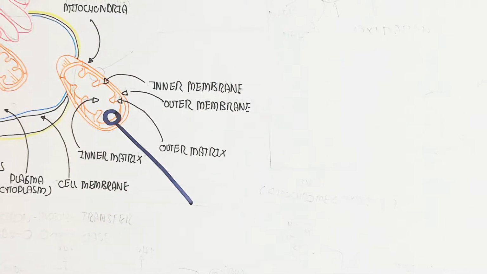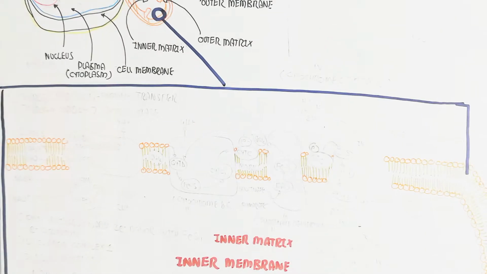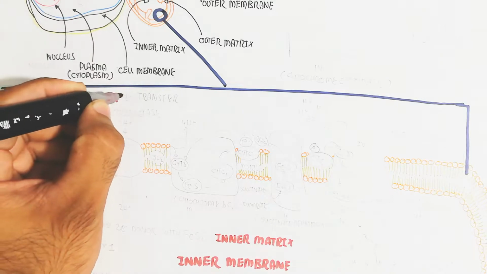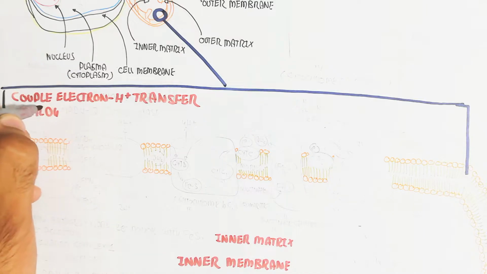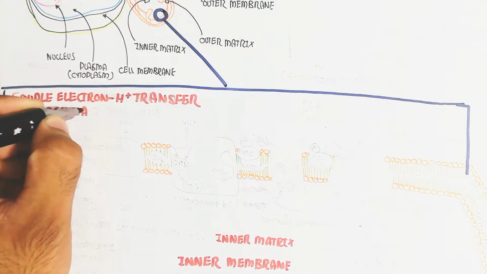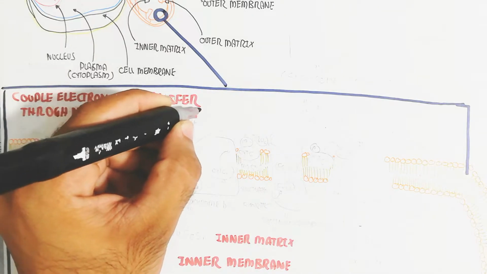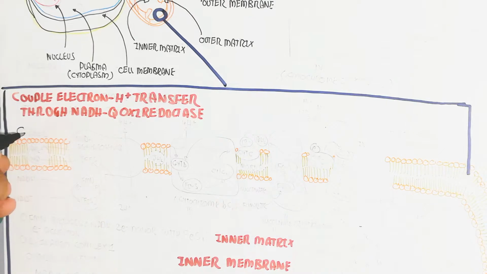So in the mitochondria, the coupled electron-proton transfer occurs through the NADH ubiquinone oxidoreductase enzyme. Let's begin to understand this. This is the inner mitochondrial membrane, and inside is the inner mitochondrial matrix. Remember, here I am drawing the NADH dehydrogenase enzyme.